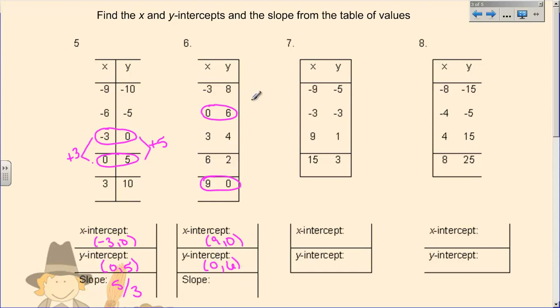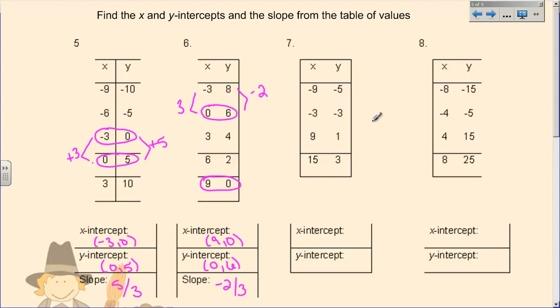Now the slope of this line, change in y over change in x, my change from here to here is minus 2. My change from here to here is 3. So the slope of my line is negative 2 over 3. This is a decreasing line. It's going to go down from left to right.